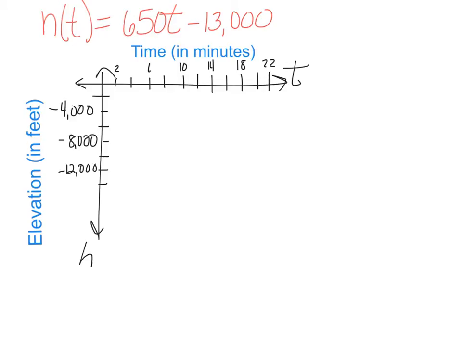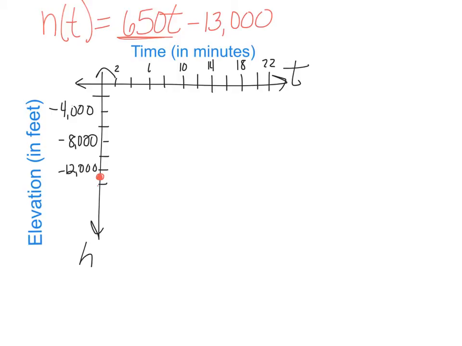So what do we know? We know this starts at negative 13,000. So this would be, let's see, this is negative 14. So negative 13,000 would be right here. Now it ascends 650 feet per minute, as written by the slope. So I don't want to see where I'm going to go. I'm just going to go straight to the x-intercept.